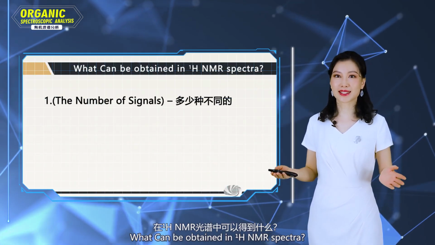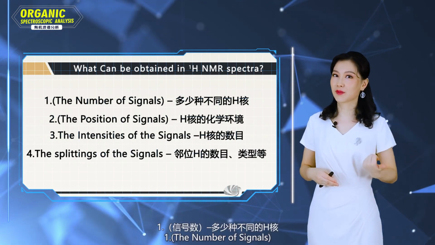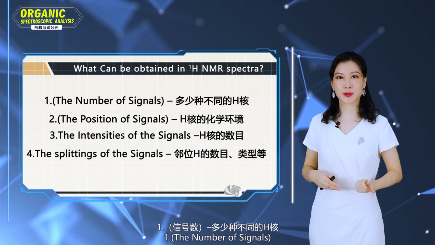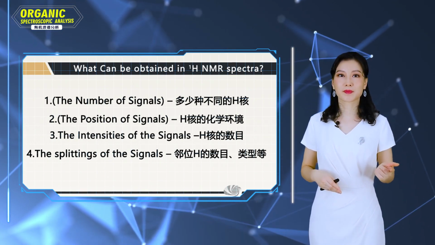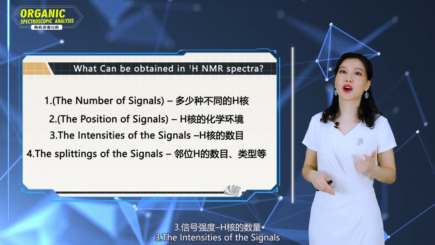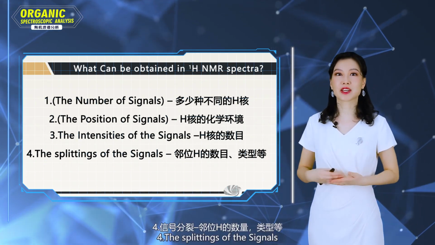What can be obtained in a proton NMR spectrum? First of all, the number of signals. Secondly, the position of signals and the intensity of the signals. And the splitting of signals.